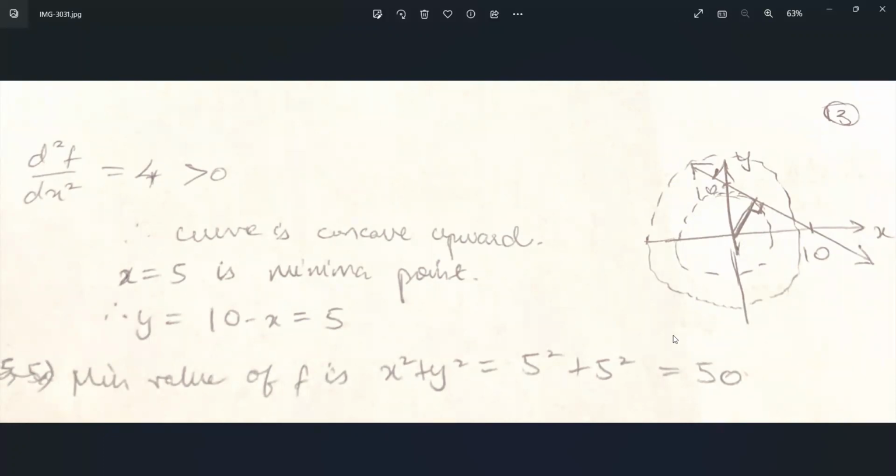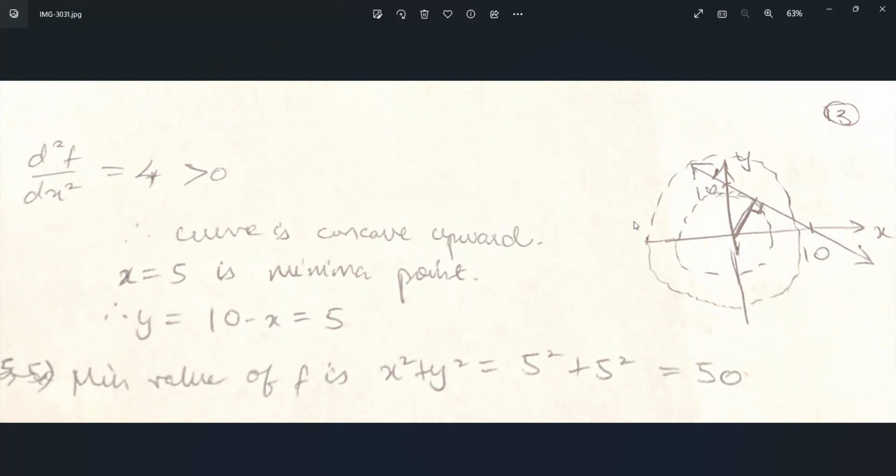Now to give a visual representation of this, this is not required for the solution, but I'm just showing this for the sake of illustration. x plus y equal to 10 basically defines a straight line in the xy plane with x-intercept as 10, y-intercept as 10. Then x square plus y square is basically the radius of a circle centered at 0.